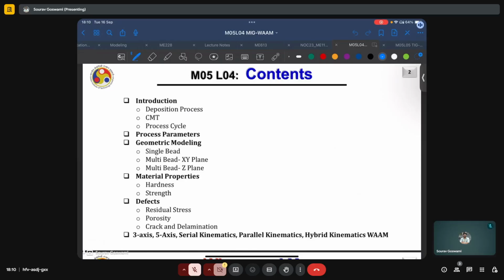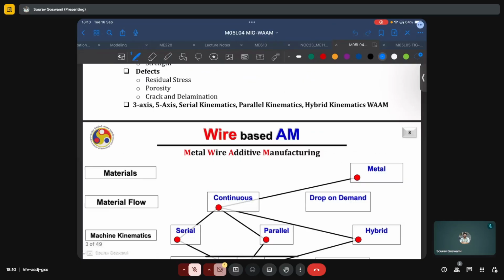We'll be looking at basics of the deposition process, cold metal transfer, process cycle, the important process parameters, modeling mostly of the geometry of a single bead, and then multi-beads along the Z plane. Also along the XY plane, we'll be looking at why there are some peculiar variations in material properties and some of the common defects.